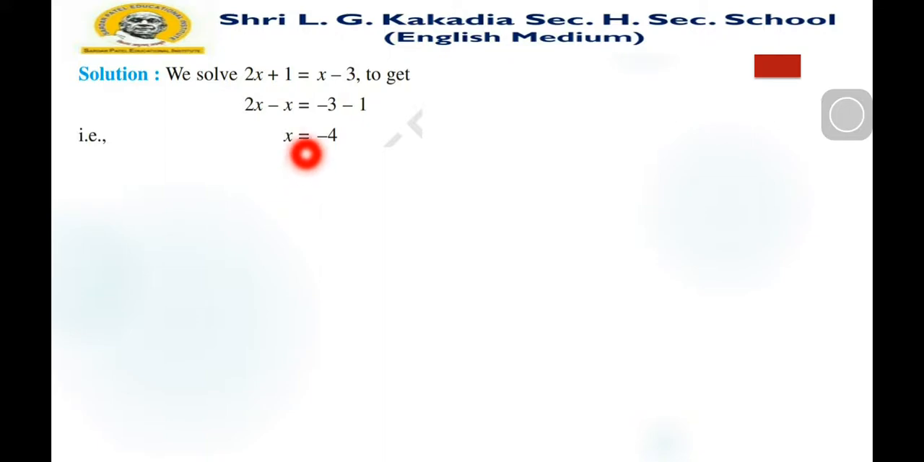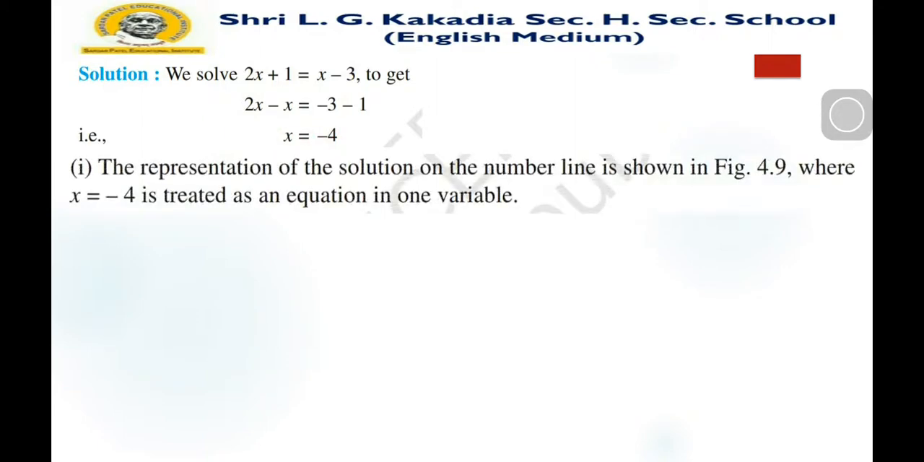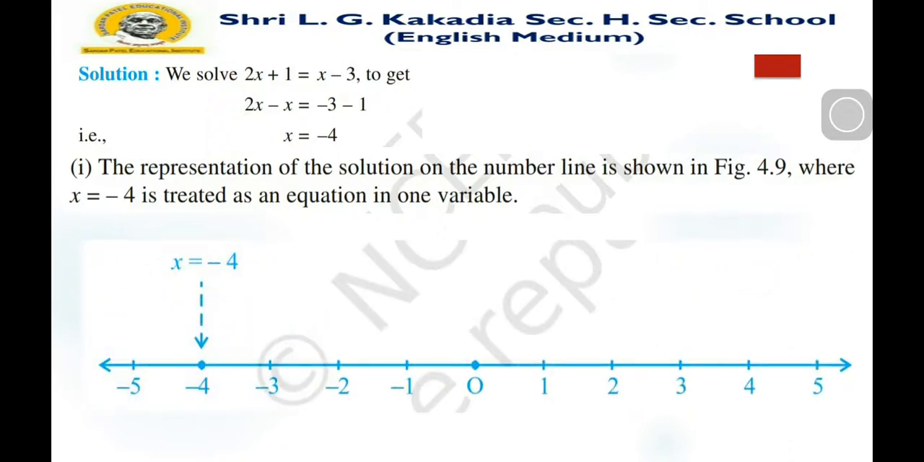It is a point on the x axis, as you know, so it is parallel to the y axis. So we can denote this point on the x axis, because x is equal to minus 4, on a number line. The representation of the solution on the number line is shown in the figure, where x is equal to minus 4 is treated as an equation in one variable. So here x is equal to minus 4, and we can denote minus 4 on the number line as we do.